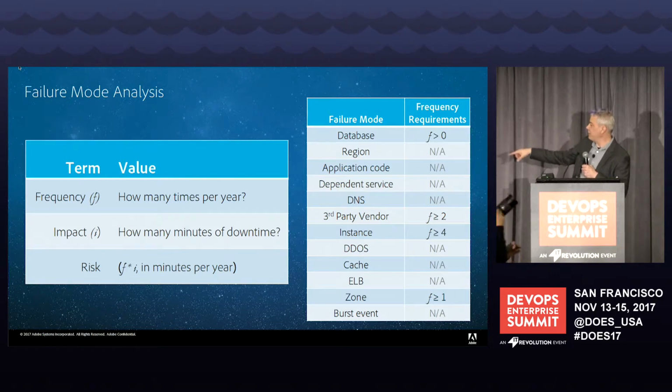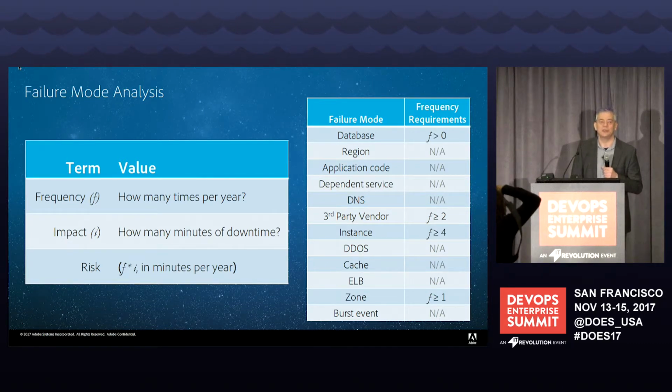And you'll note here that in a couple of these dimensions, we said you can't answer 0. You can't say there's no chance this will happen. If it's your database, a third-party vendor, an instance failure, or a zone failure, you have to assume one will happen. And the reason for that is because they have happened. It happened last year, right? Anybody who uses AWS knows that we have to keep solving these problems.